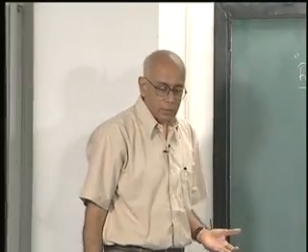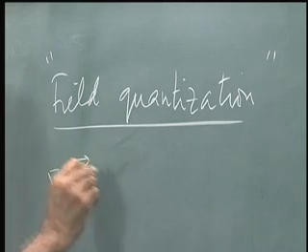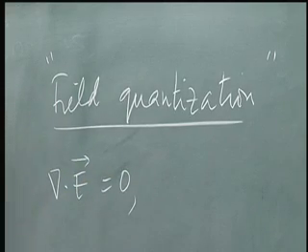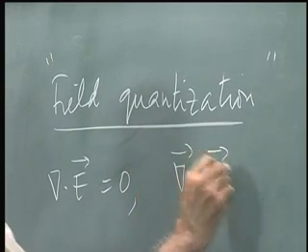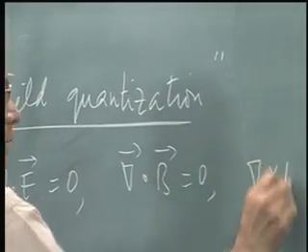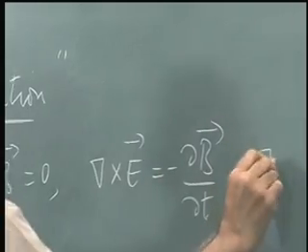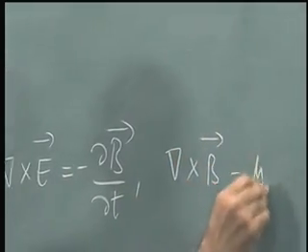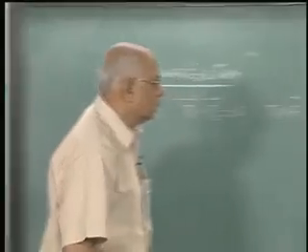Okay. Classically, if I look at the electromagnetic field in the absence of sources, so pure electromagnetic field, radiation field, then the equations, as you know, are del dot E is 0, no sources in a region without any sources or currents, del dot B is 0, del cross E is minus delta B over delta t, and del cross B is mu naught epsilon naught delta E over delta t. These are the source free Maxwell equations in free space.